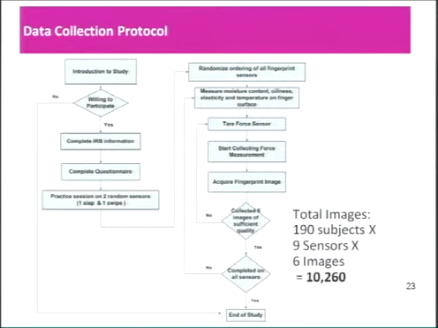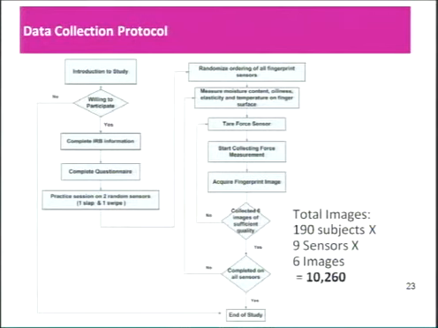Then before they interacted with each sensor, their finger skin characteristics were measured. We also collected the force applied on the fingerprint sensor when they interacted, and we collected 6 fingerprint images from a particular sensor. The first 3 images were separated into an enrollment dataset. The last 3 images were separated into what was called a test dataset, and then the user basically repeated that entire process until they were done with all the 9 sensors. So in the end, I collected data from 190 subjects.